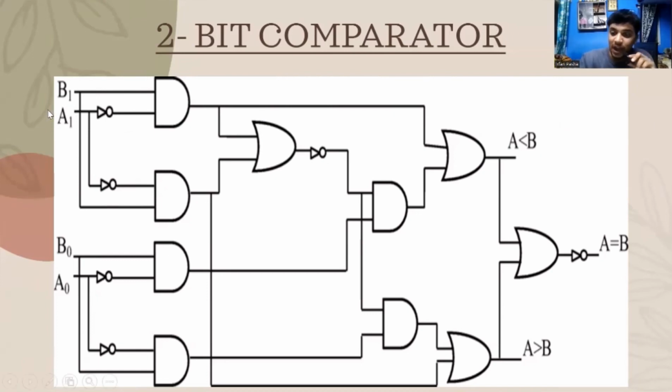For A is equal to B, we have to get A less than B, and then we've taken other inputs, A naught and B naught. B goes directly to the AND gate. A naught goes to the AND gate. So again it goes to the AND gates, these again, and then these again go to AND gates. They go to the OR gate, and we get that A is greater than B.